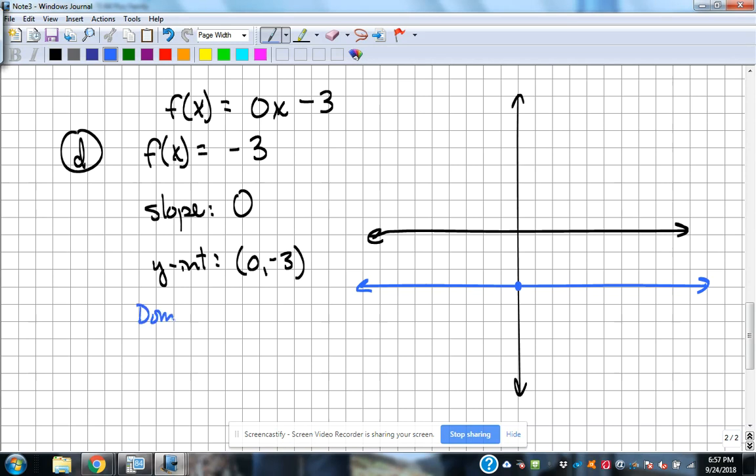This one has a domain that's -infinity to positive infinity, but what's the range? The domain is going to be from -infinity to positive infinity. The range: what's the only y value that's getting used? -3. That's the only one that's getting used. None of the others are getting used. So just brackets around a -3. That's it for the range on this one.